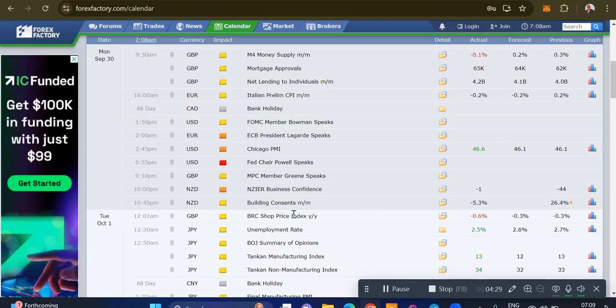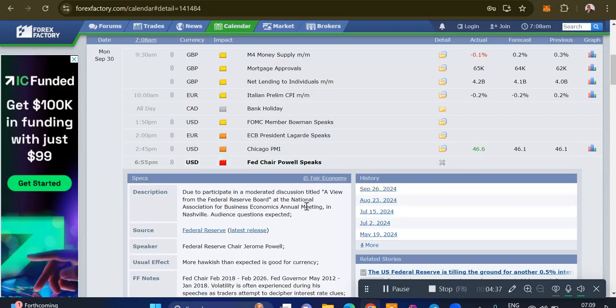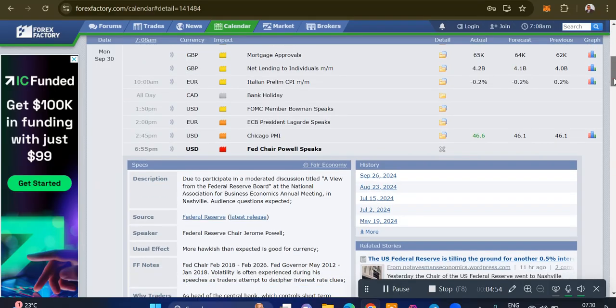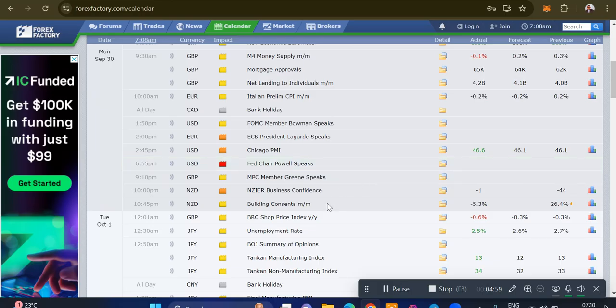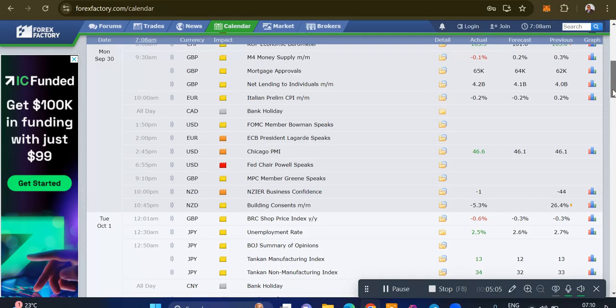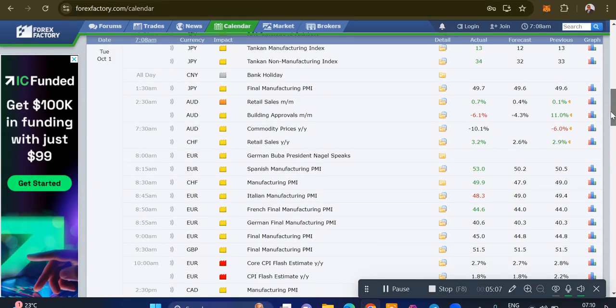Many traders look at this. Notice that Powell is the chairman of the Federal Reserve Bank, Jerome Powell, and whenever he speaks, you would notice that this is high impact. A lot of traders pay attention to these speeches. It is important to also do a little more digging about how this works, but I am going to still do justice to this.